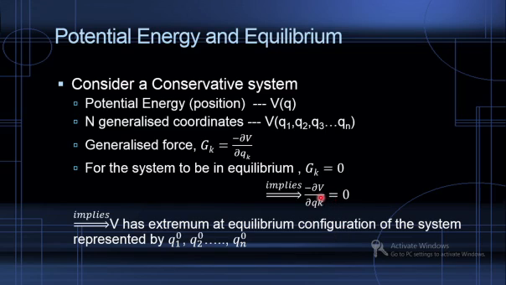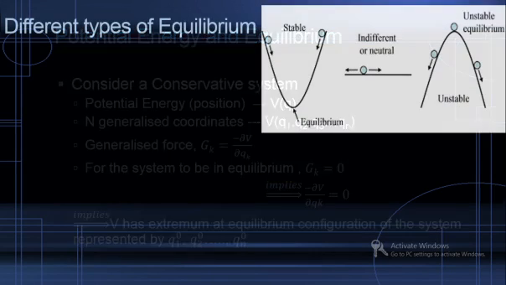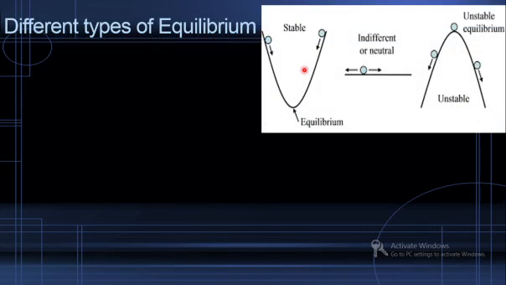Whenever a function has its first derivative equal to 0, that function corresponds to an extremum position, which means it could be a point of maximum or a point of minimum. These are the different types of equilibrium involved. If you have a potential well like this and you give a body a motion like this, what will happen? It will undergo a bound motion.